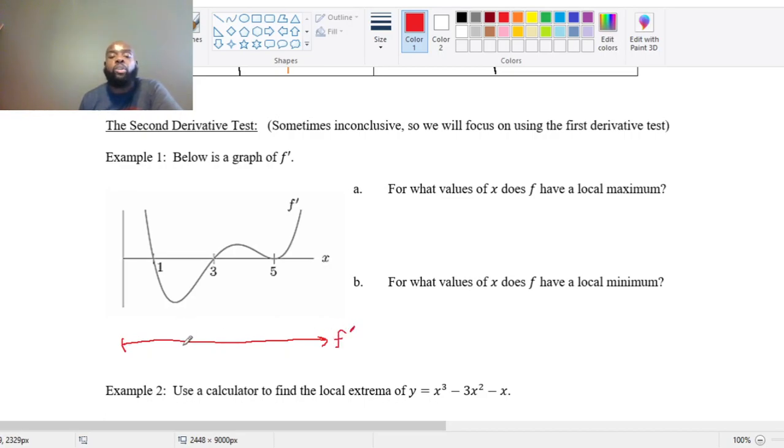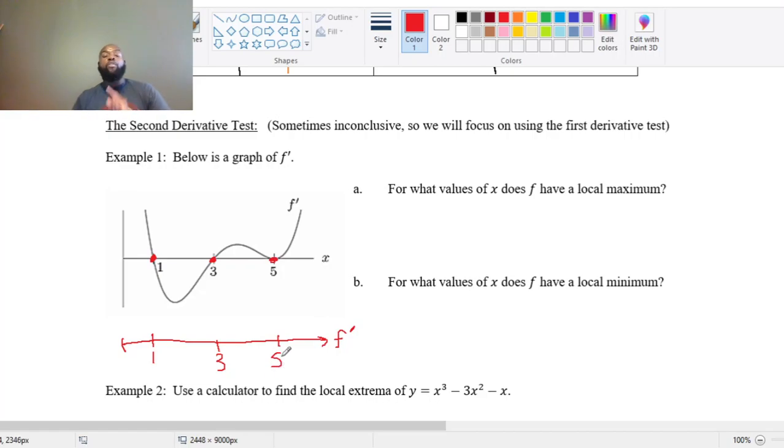Well, critical points are where your derivative equals 0. That means it has a 0 as a y coordinate. It's where it crosses the x-axis. So at x equals 1, I have a critical point. At x equals 3, I have a critical point. And at x equals 5, I have a critical point.